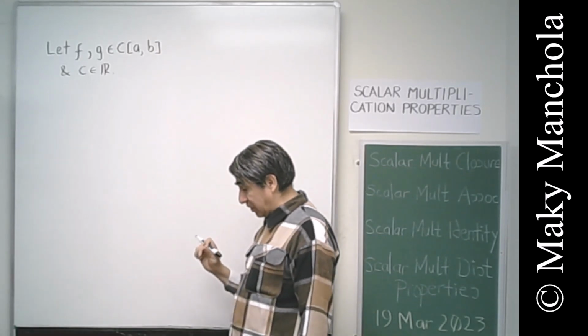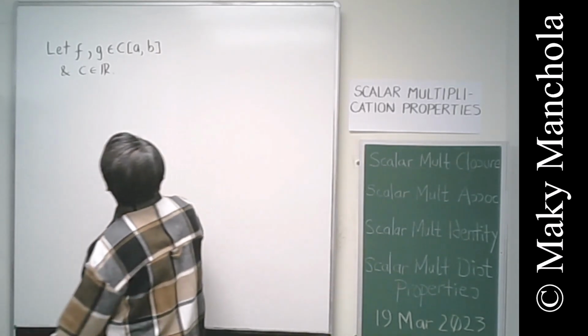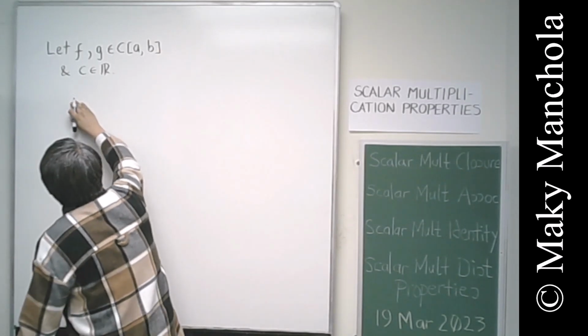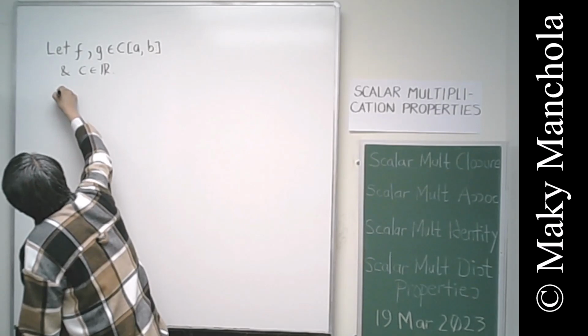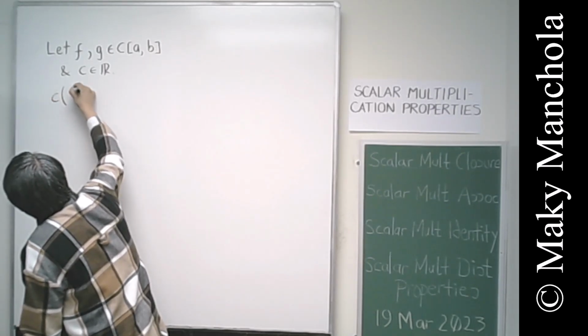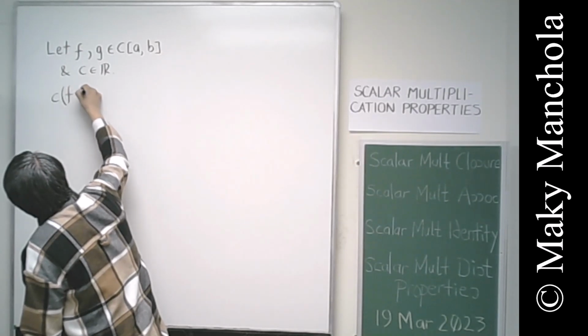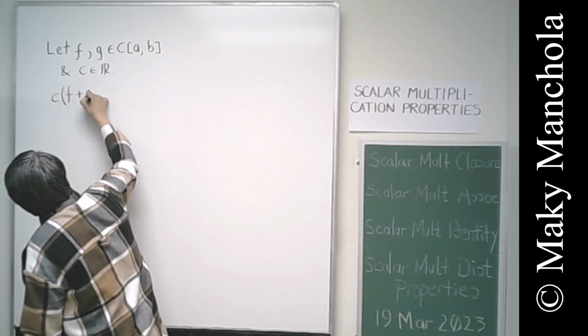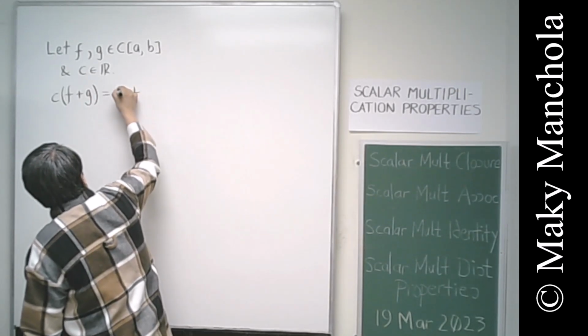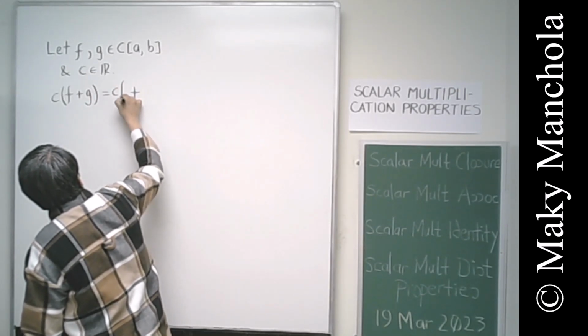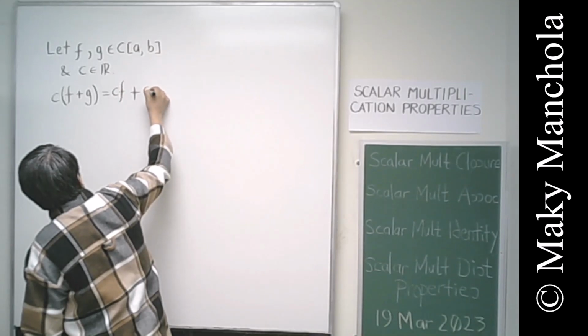The distributive property here is the following. The function c(f plus g) equals the sum of the functions cf and cg.